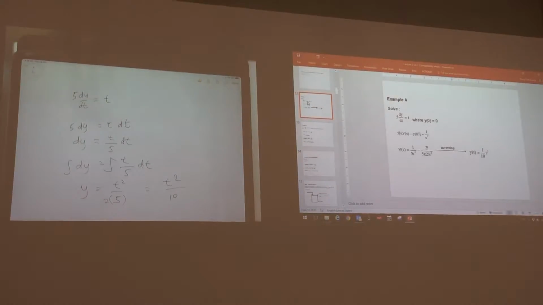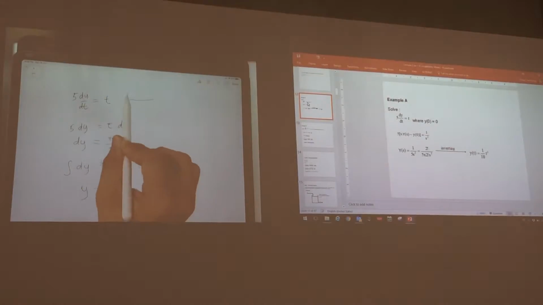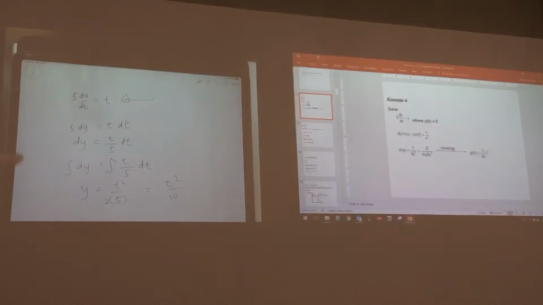Right? T to the power of 2 divided by 10, right? Okay? This is the normal way of solving the problem by integration, right? But if I don't want to use this normal way, I want to use Laplace. Because this equation itself is actually quite simple, easy for you to use normal integration.